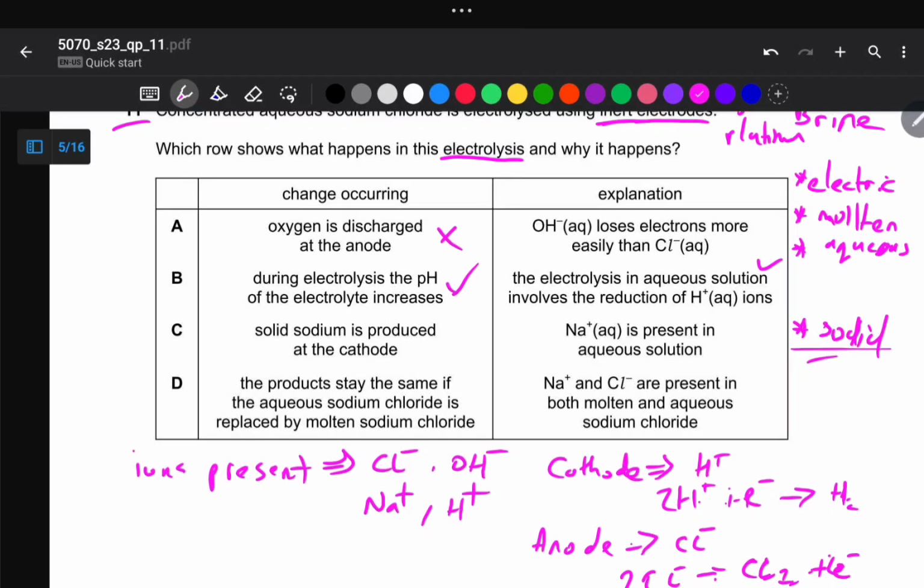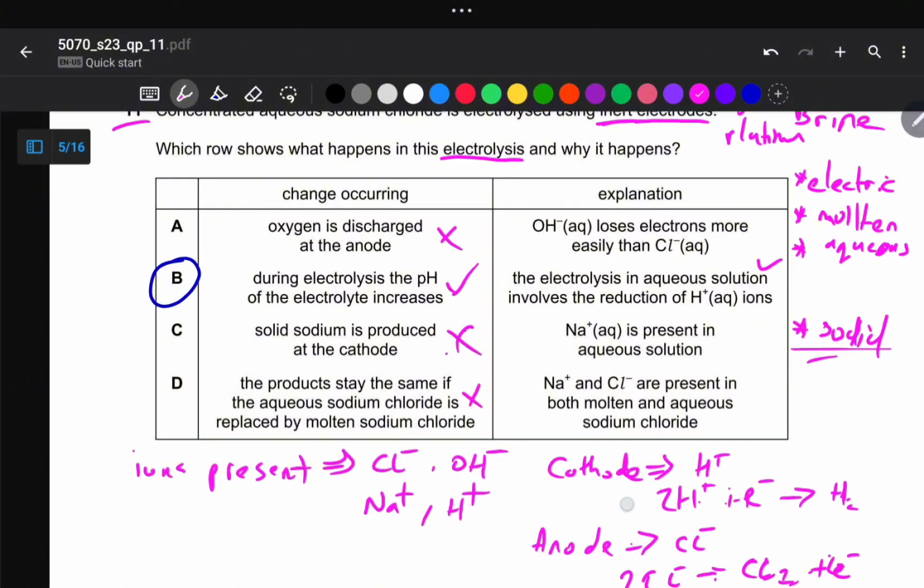So we go to option C. Sodium is produced at the cathode. At the cathode, there is hydrogen, so this becomes false. Option D says the products stay the same if aqueous sodium chloride is replaced by molten sodium chloride. This is false because we are using different electrolytes, so the products definitely differ. In molten sodium chloride, we are going to have sodium at the cathode and chlorine at the anode. Here, at the cathode, we are having hydrogen. So our answer becomes B. I need you to have a deeper understanding, not just memorising answers.